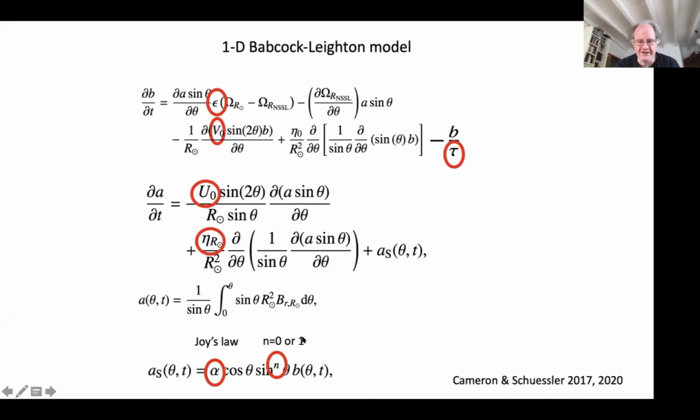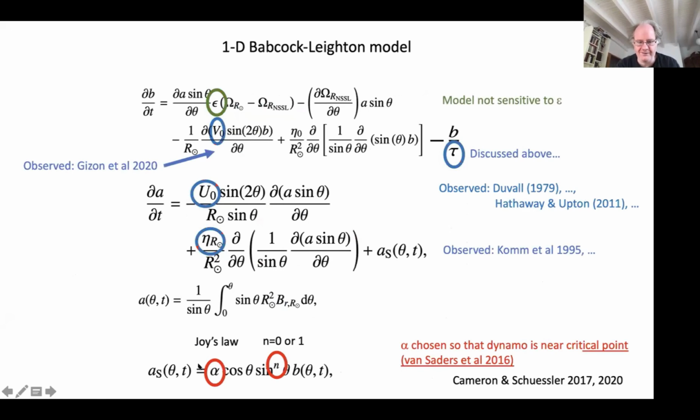Although we have all these parameters, all of them, except for the alpha, this n is equal to 1, have been observed, or we're not sensitive to. For example, this epsilon parameter tells you the importance of the near surface shear layer, and it turns out the near surface shear layer is never very important in this type of model, just because there's not enough shear. All the others are observed, and the only free parameter you have is this alpha. And you choose the alpha according to Van Saders et al. Their observation is that the sun is near a critical point where the dynamo action is close to switching off, and you use this to choose alpha.